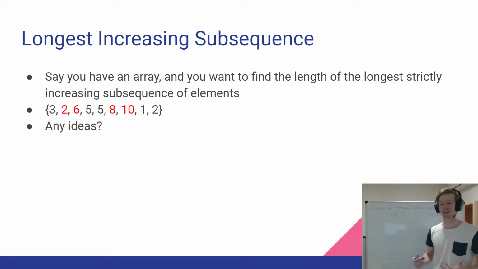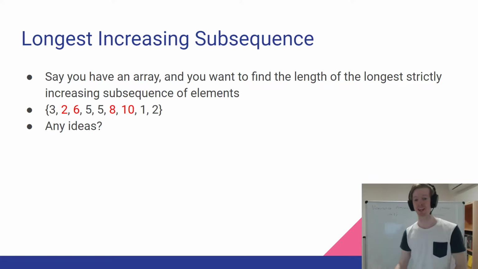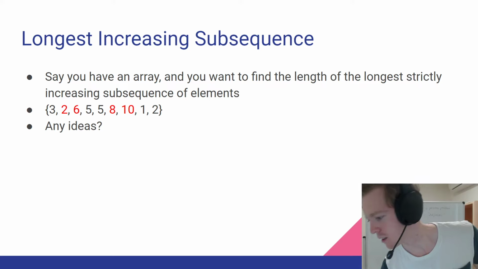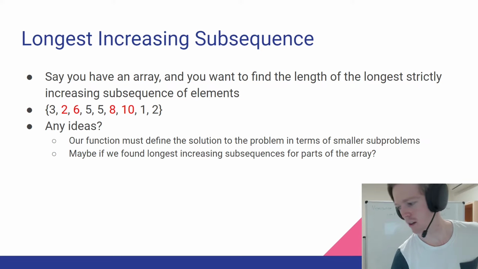So the idea of this problem is basically to define the longest increasing subsequence for smaller and smaller sections of the array. Because if we can find the longest increasing subsequence of the array from a certain point, then we can use that as a dependency to find the longest increasing subsequence of it from the next point, and so on. And so we can create our DAG out of that.